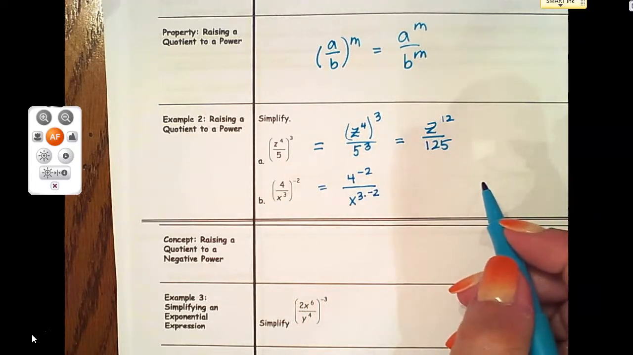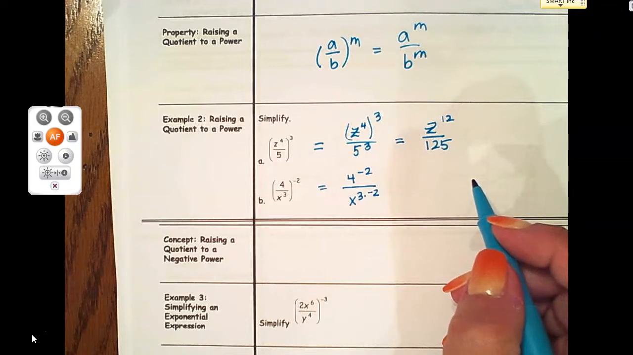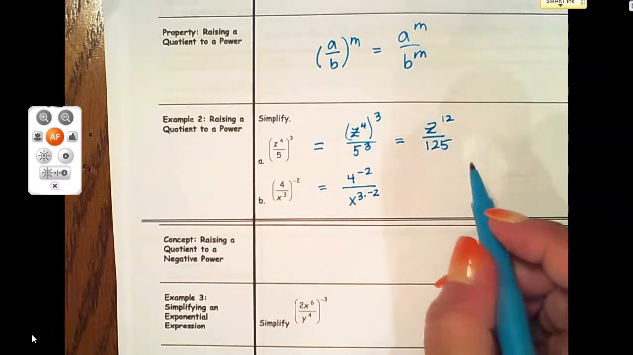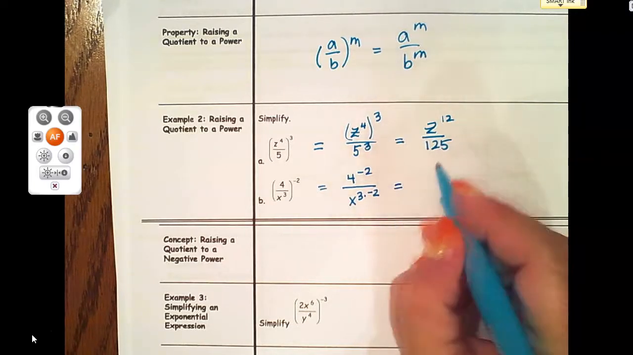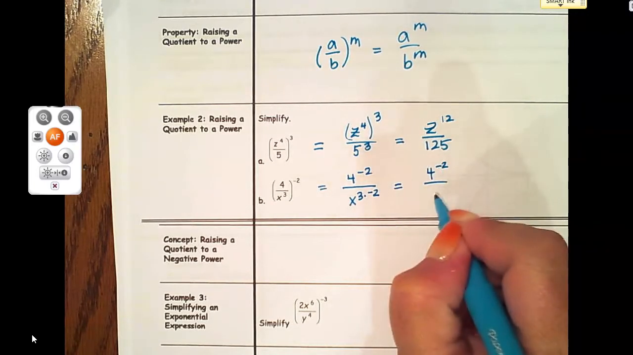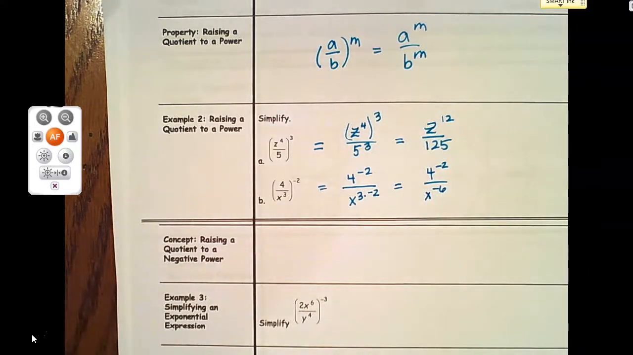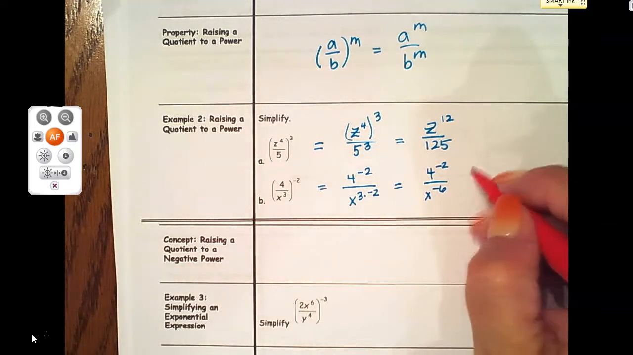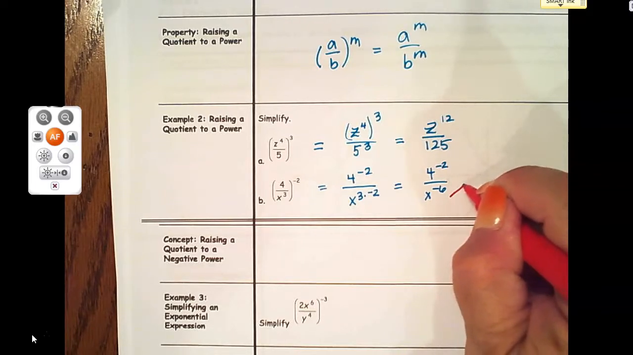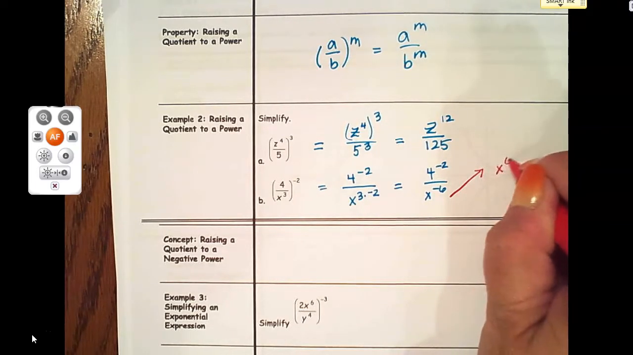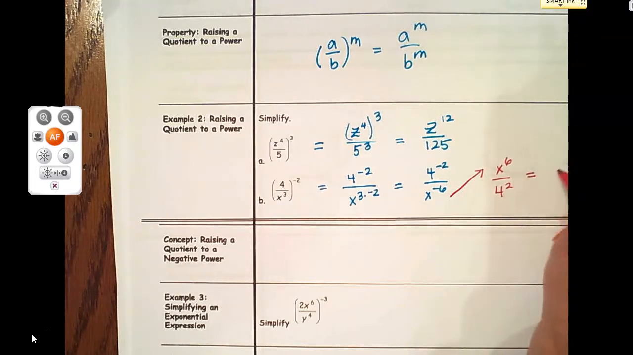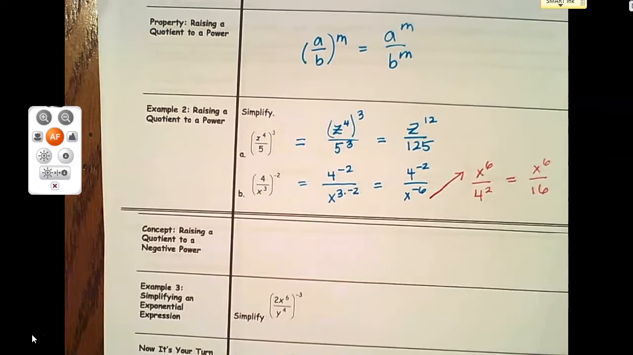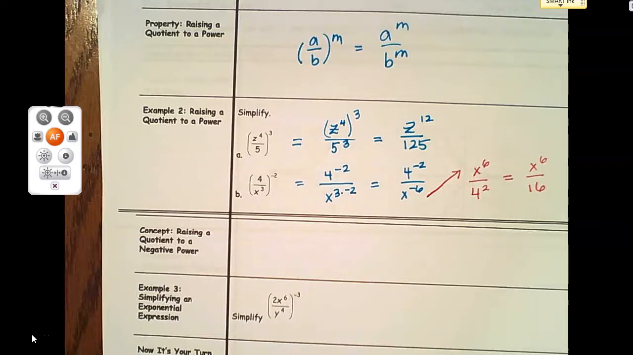The best way to do that, well, let me go ahead and multiply this 3 times negative 2. So I've got 4 to the negative 2nd and x to the negative 6th. So I've got two numbers with reciprocal properties in a division problem. So this x to the negative 6th is going to move to the numerator. And this 4 to the negative 2nd is going to go to the denominator. And once I've got all my exponents positive, I could go ahead and expand that out into a 16 if I wanted to.